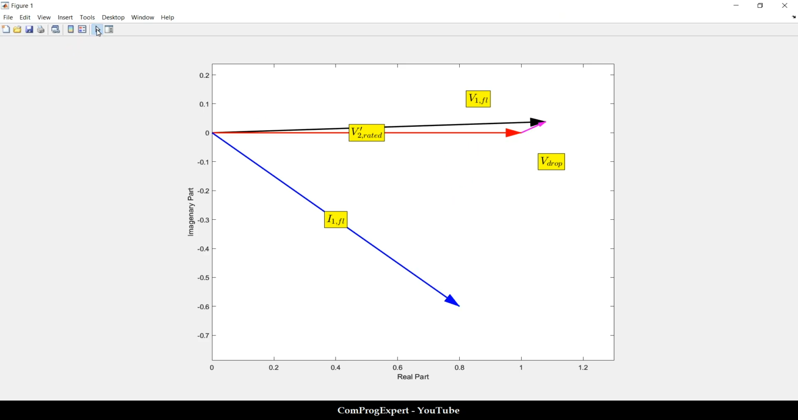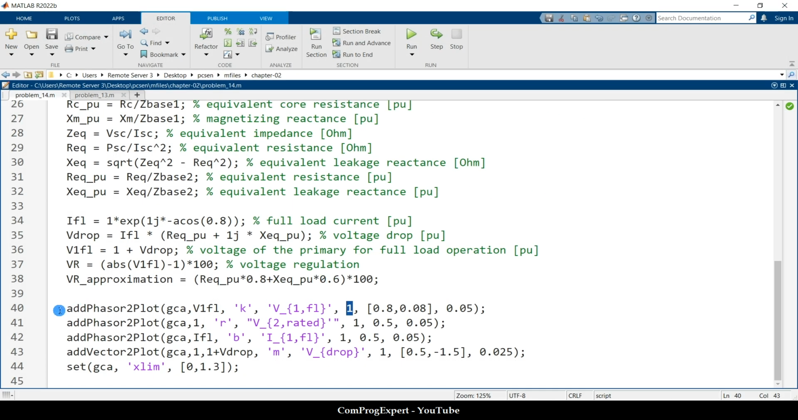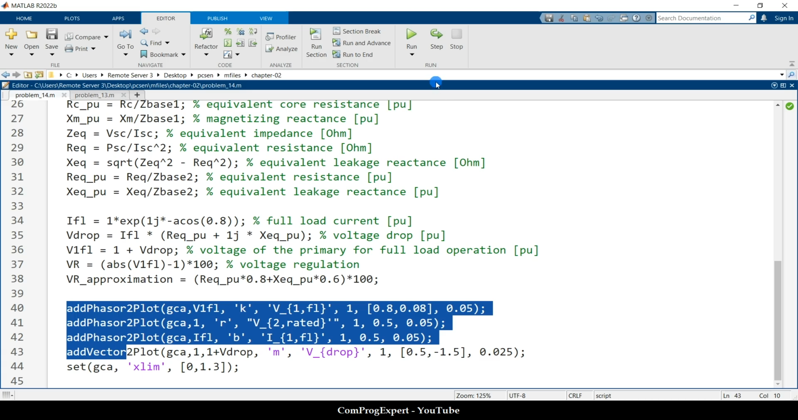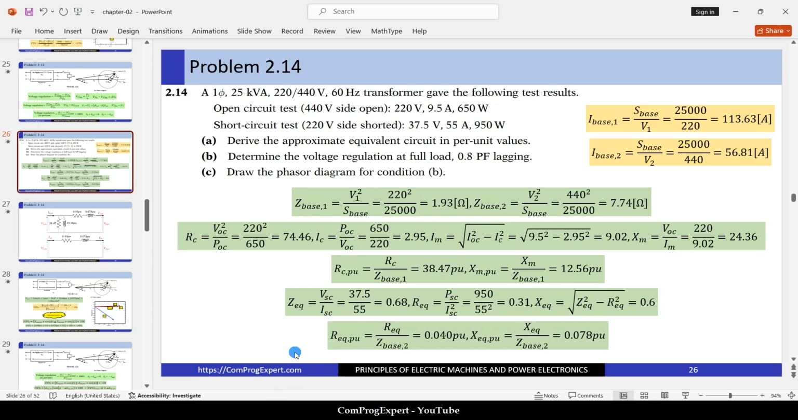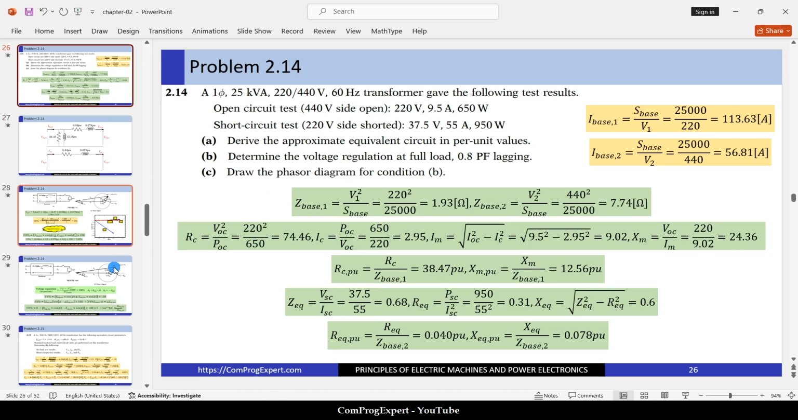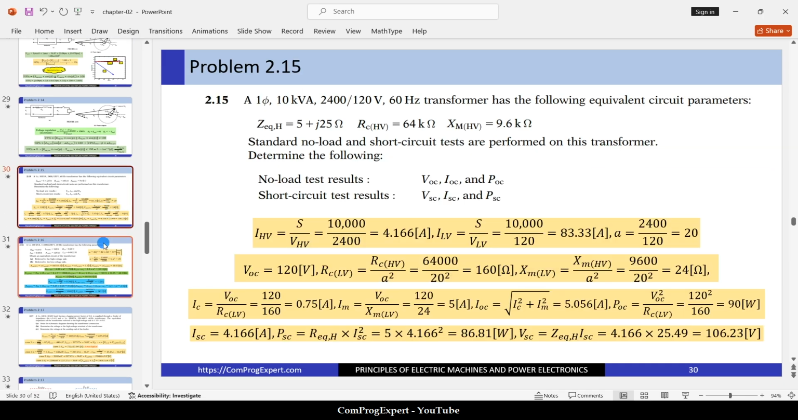You can see this is the I1 full load. This is V2 rated, that is 1 per unit. Its angle is 0. This is V1 for the full load. This is the value of the voltage drop. Perfect. You can generate this phasor diagram using these two functions. Okay, so let's go for the next problem.